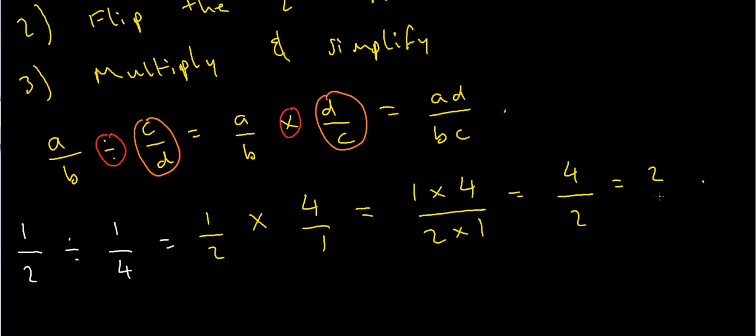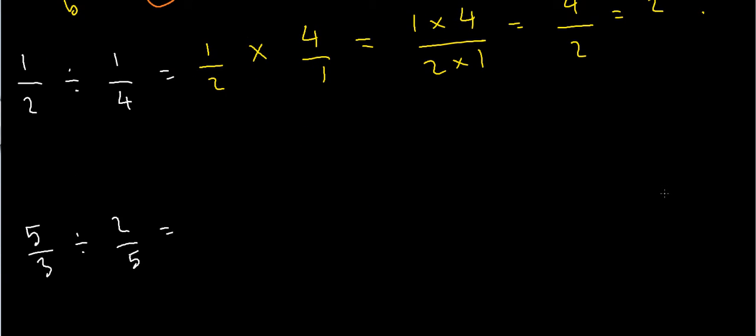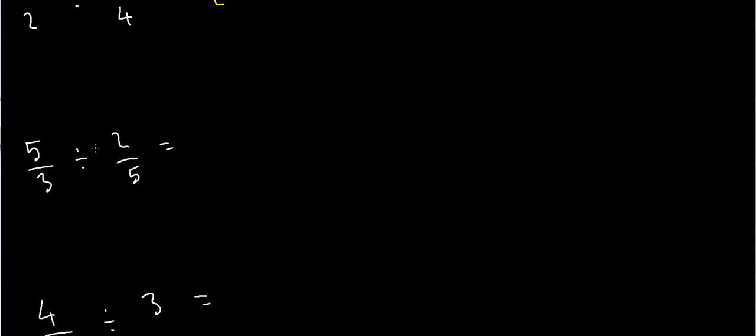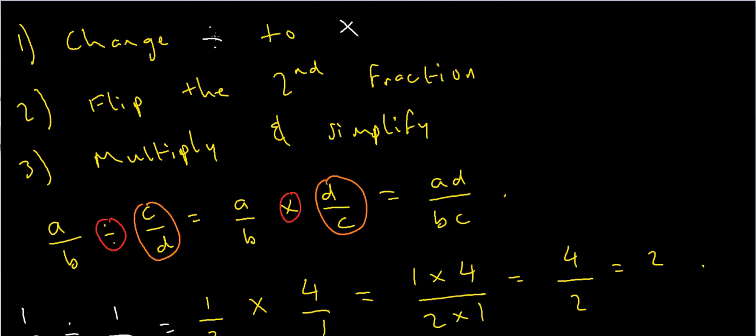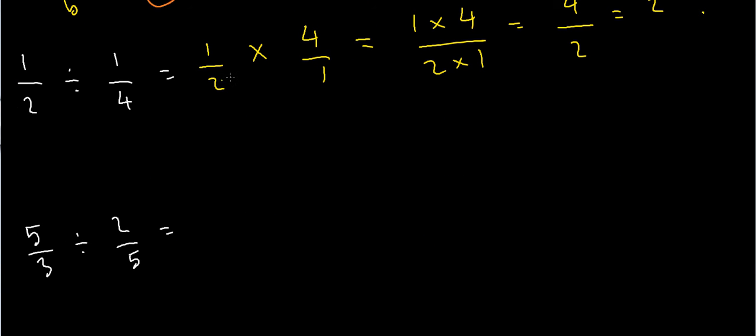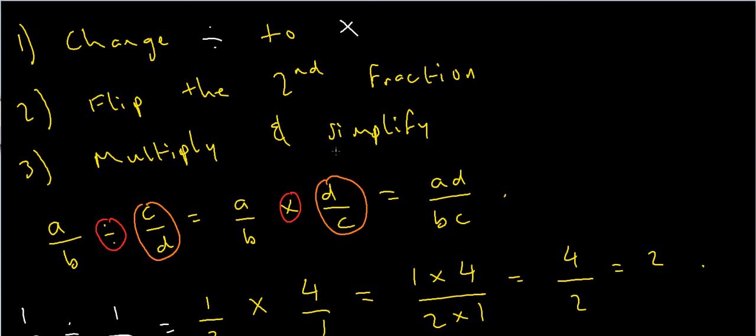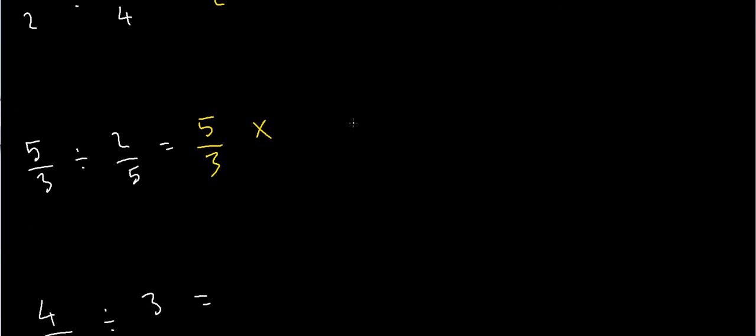Okay, so that's our first example. Let's look at another example. So we've got 5 over 3 divided by 2 over 5. So again, our first step says to take this divide sign and change it to a times sign. That becomes 5 over 3. Remember, we keep the first fraction the same. Now we've got times. So now our second step says we've got to flip the second fraction over. So when you flip 2 over 5, or take the reciprocal of 2 over 5, it's just 5 over 2, because we swap the numbers around.